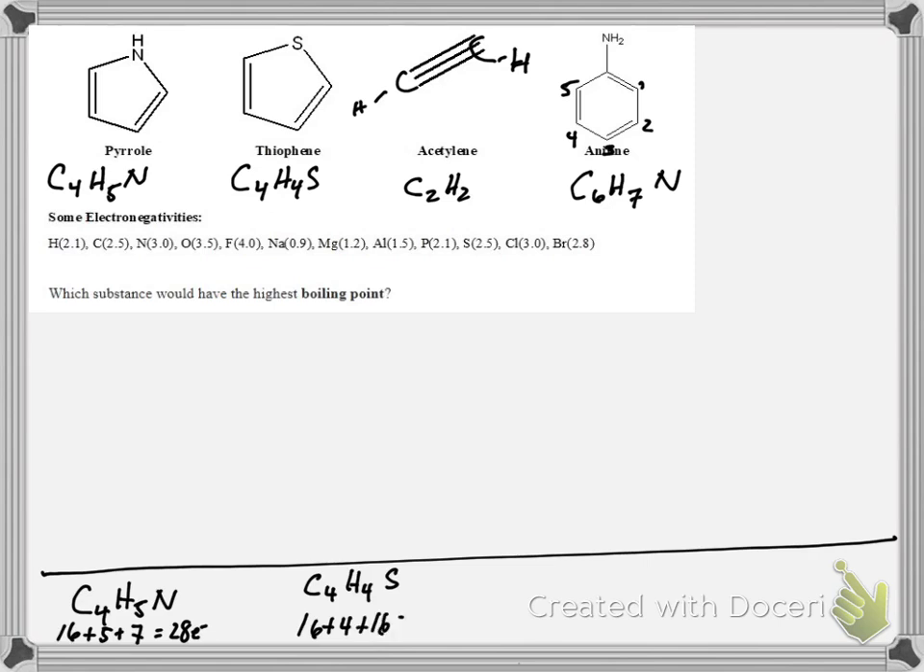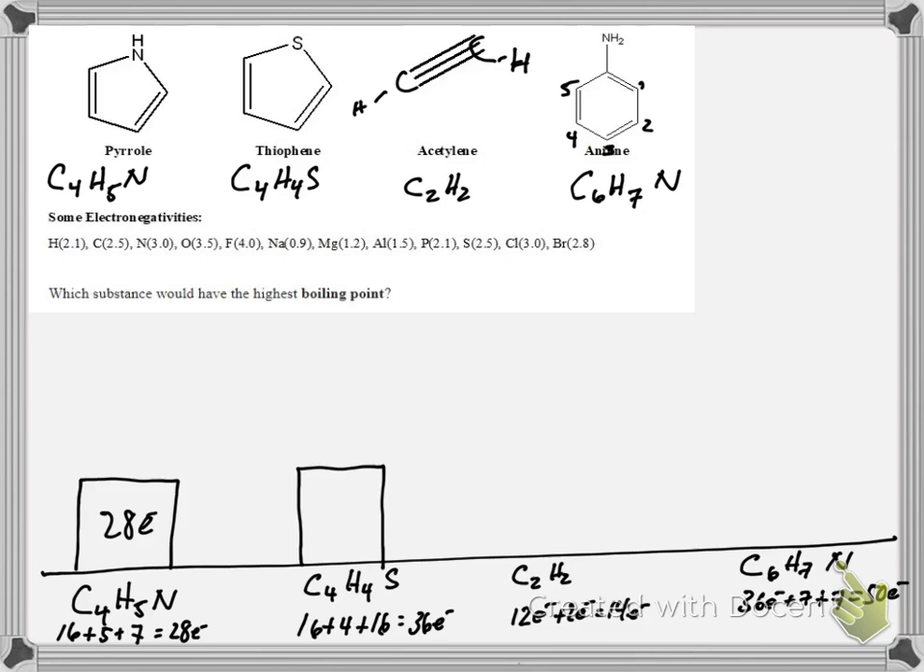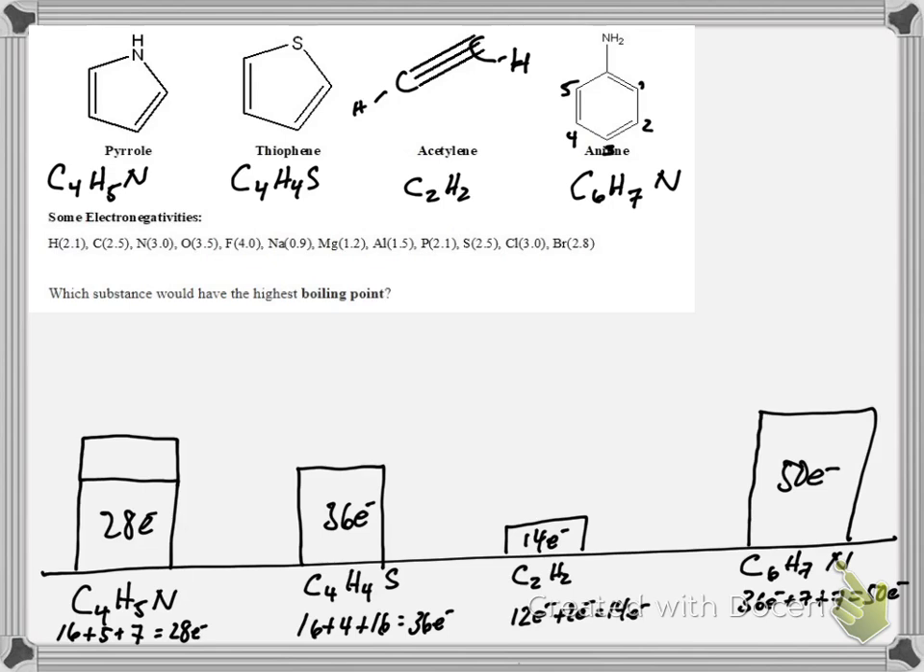C4H4S, 36 electrons. C2H2, 12 electrons. And C6H7N, 36. Plus 7 is a total of 50 electrons. Right, so that means we can write out a basic organized dispersion only table. And now we're going to include 15 electrons for either dipole-dipole or hydrogen bonding. So we do that first for dipole-dipole.